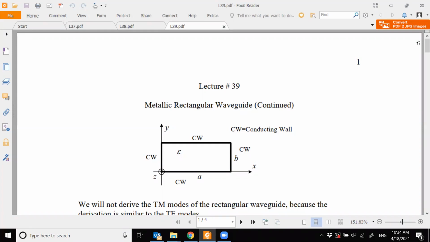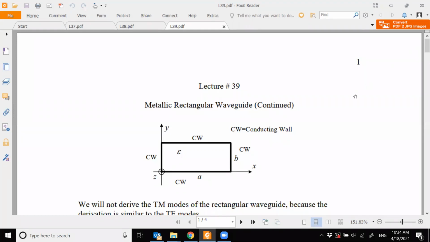So now, as I told you, for the TM mode, we will not go and do all this derivation because we have comprehensively looked at the boundary conditions. We looked at the solution of the wave equation, and then we solved it for a general function Fs, and then we replaced Fs with HZS, and then applied the boundary conditions and got the HZS expression. So we did all this for the TE case.